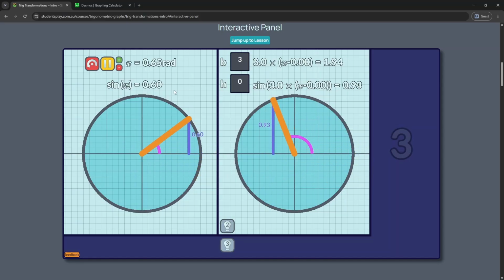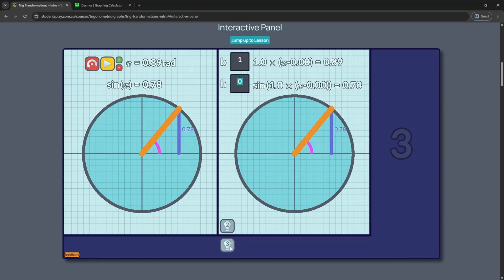Okay, pretty straightforward, but it's worth breaking it down really, really simple, because once we start getting to the question, it gets a little trickier. Okay, so that's B. You're just timesing the input. Let's put it back to 1, because when we times it by 1, nothing happens. Let's look at H now. So H.